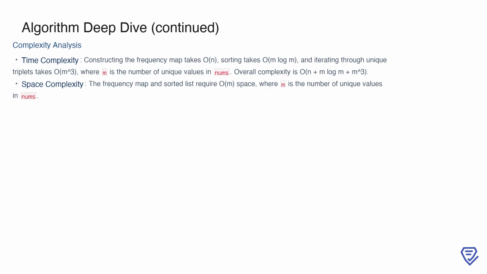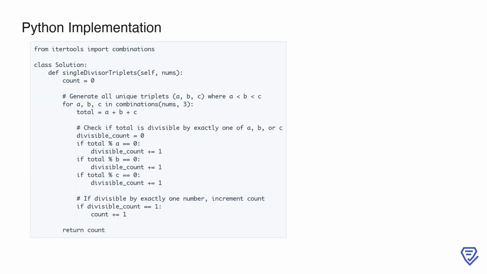In terms of space complexity, we use the frequency map and the sorted list of unique values, both of which require O(m) space. Here, m is generally much smaller than n if there are many duplicates in the array. This balance between time and space complexity ensures that the algorithm remains efficient, even for the upper bounds of the problem constraints. This solution finds the number of single divisor triplets in the given array, following the problem's constraints.